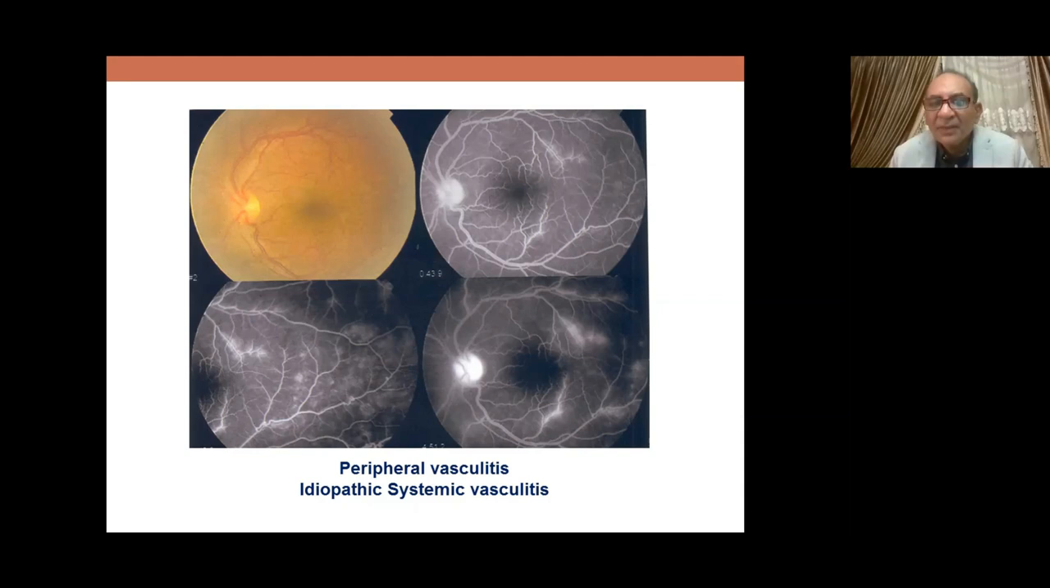And after that, the consolidation phase, when you're controlling the disease, you taper the steroid to the least possible dose and continue on available immunosuppressives like Imuran, mycophenolate, or any other immunosuppressive according to the scenario you are in. That is the usual scenario in the case of vasculitis.